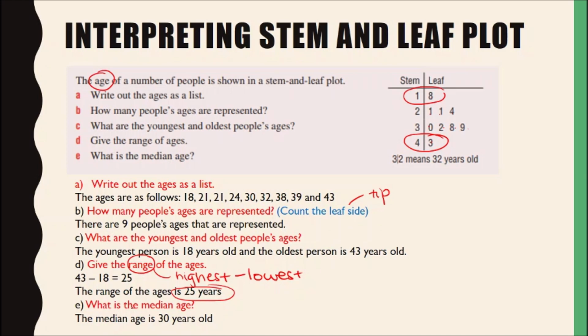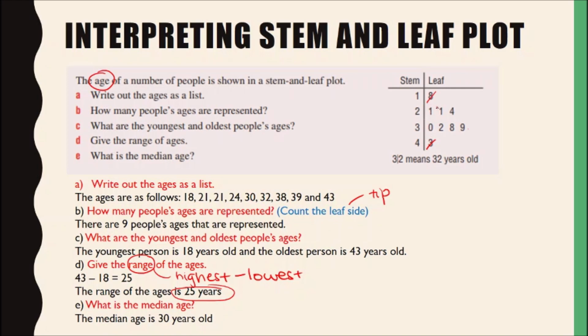So part E, what is the median age? The median age is 30 years old. You might be wondering how I found that. This is how I would have done it. I cross one out here, cross one out here. Now this is counting upwards and this is counting backwards, so downwards.